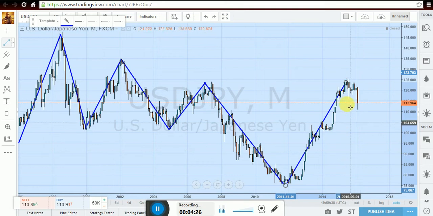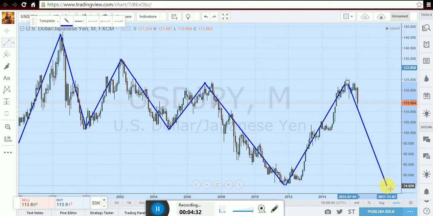And really, if this market is going to continue that bearish trend, then look at all the way this market has to go. It's got a long way to go.